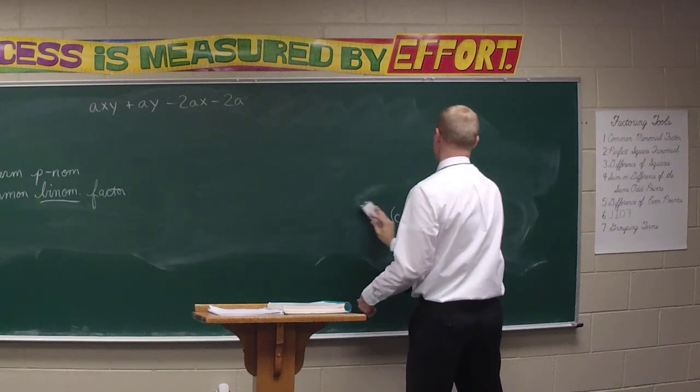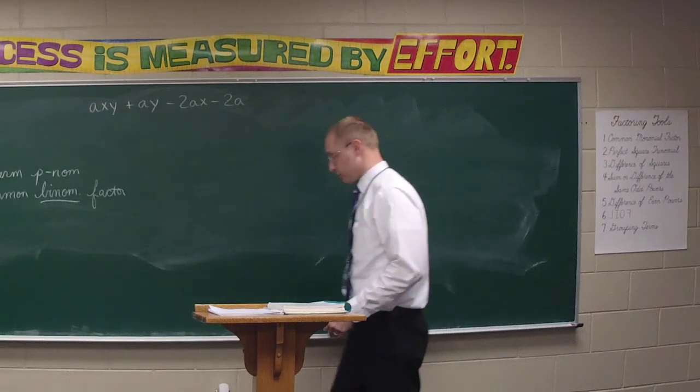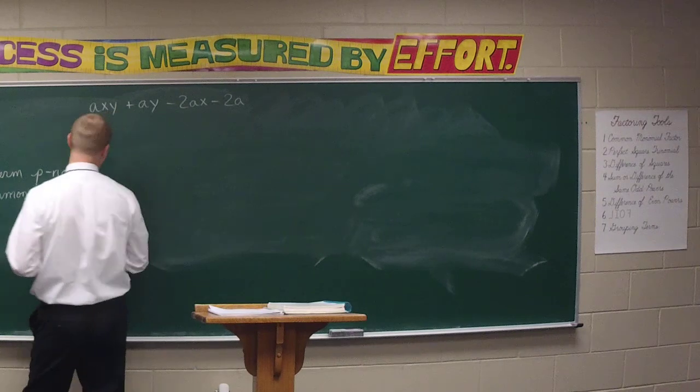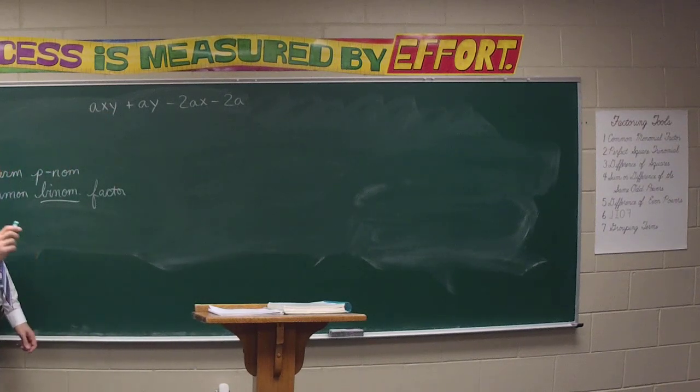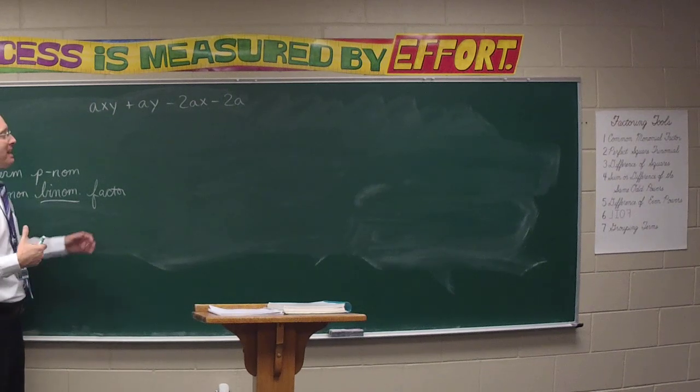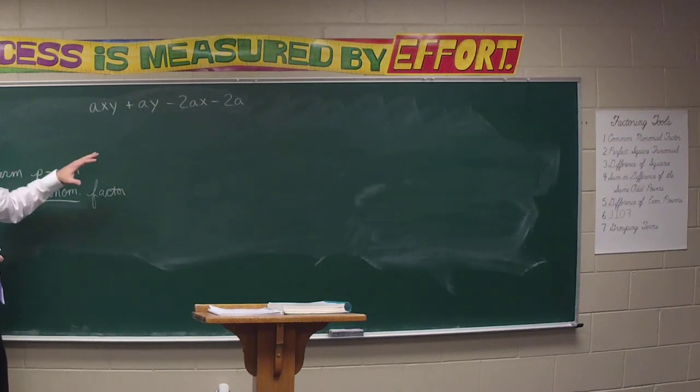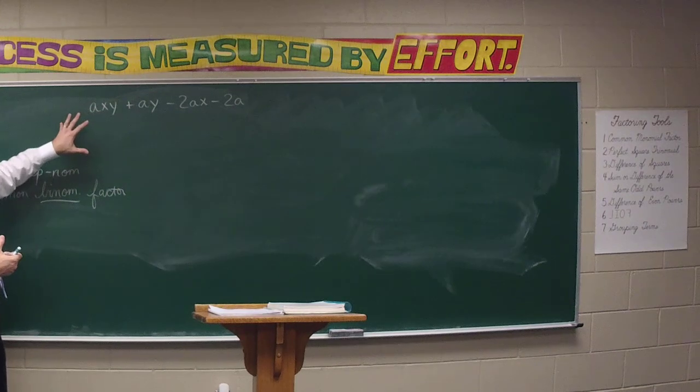Now this time there is something common to everything. What's common to everything, class? A. However, my recommendation is to leave the A in there for now. I've found in my experience it actually makes it harder to do the factoring if you pull out the common monomial. So I'm going to break what I've always said.